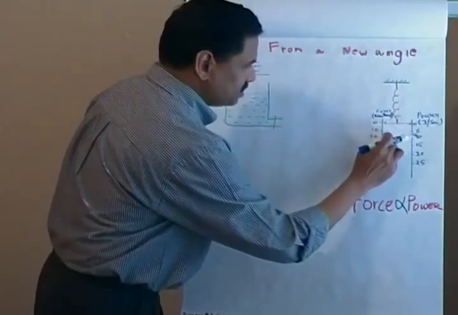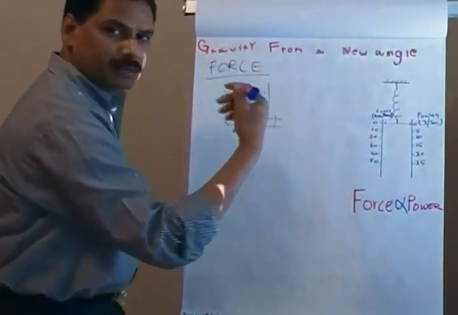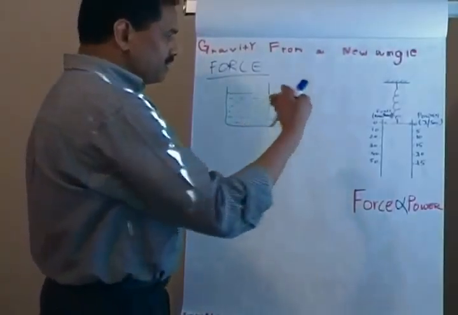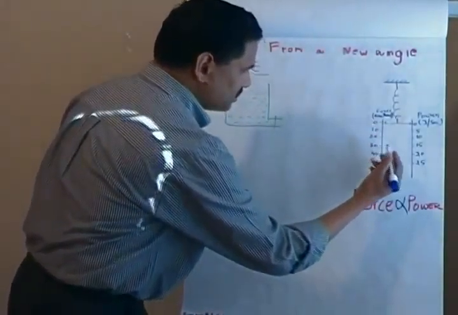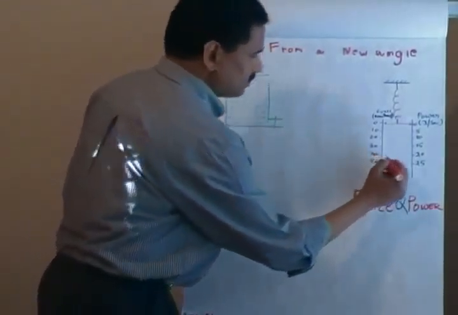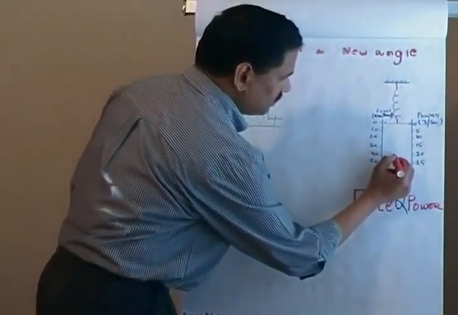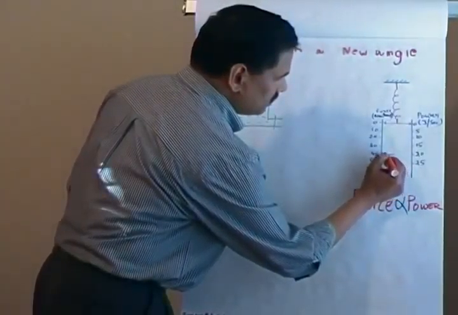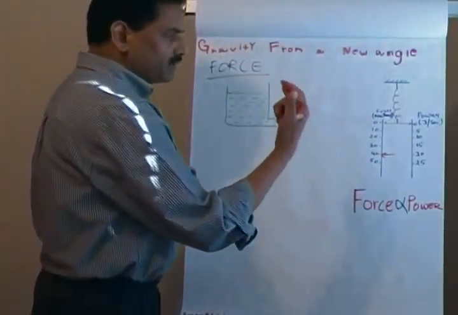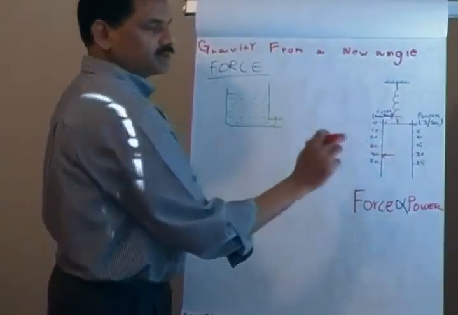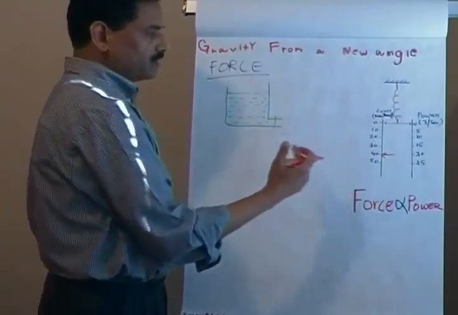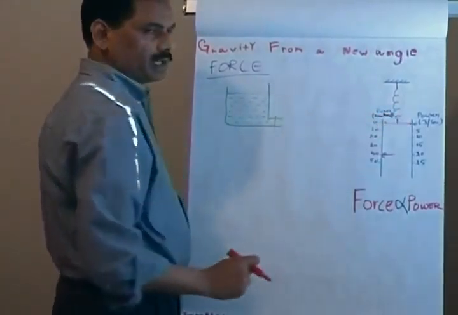it represents either 10 newtons, 20, 30 or 40, depending upon how much energy you are expending into the system. If you pull it hard, then suppose it might be pointing somewhere here. So it means you pulled the spring with a force of 40 newtons.